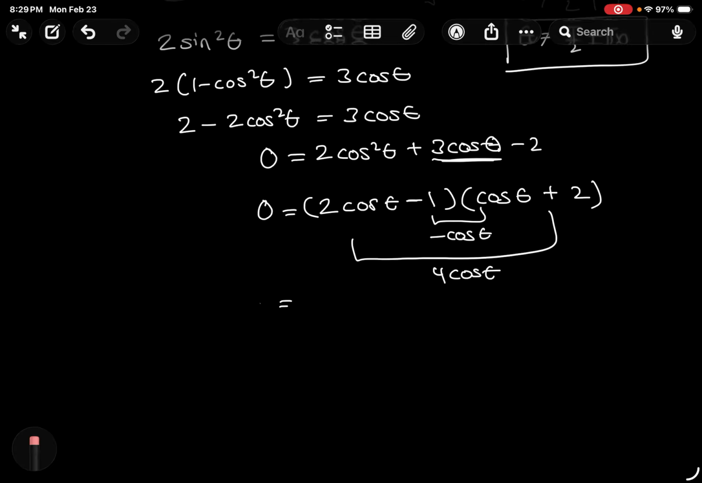Again, this is 0 is equal to 2 cosine of theta minus 1, or cosine of theta plus 2 is equal to 0. Okay? All right, so let's solve this one here on the right first.